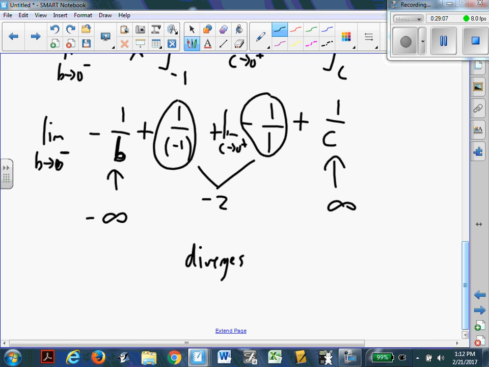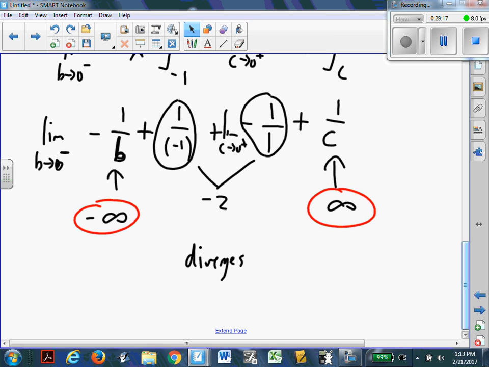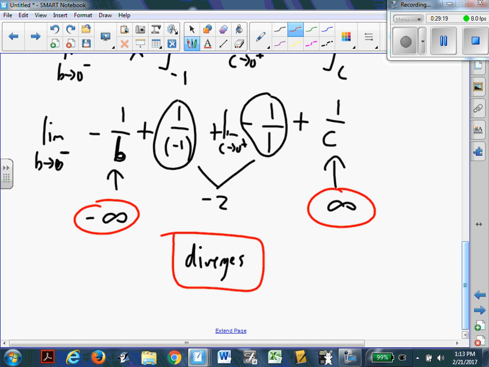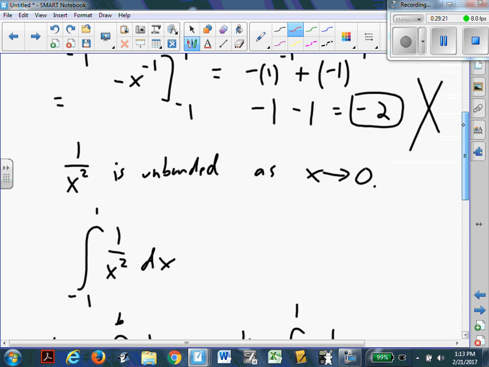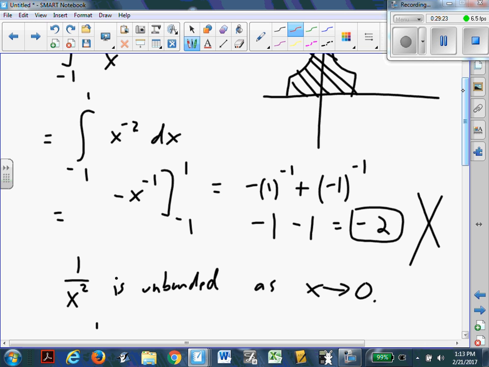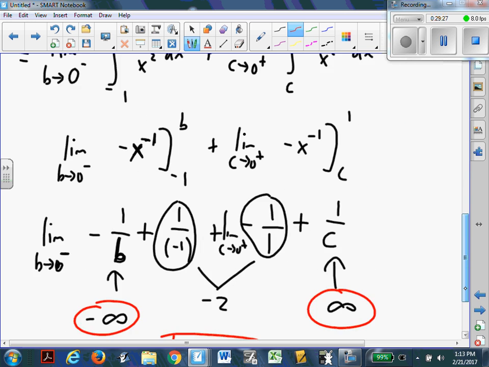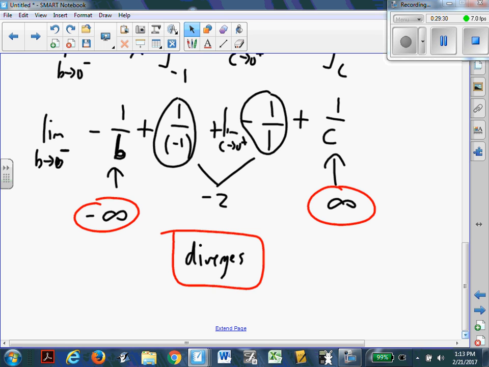And the reason you got -2 before is because if you don't account for the 0 in between, it's almost like you're saying negative infinity plus infinity is 0. And unfortunately, it's not. So the answer to this is that it diverges. You have to do it this way. This other way that I did it, this is incorrect. If a function is unbounded on an interval, you need to take that into consideration.